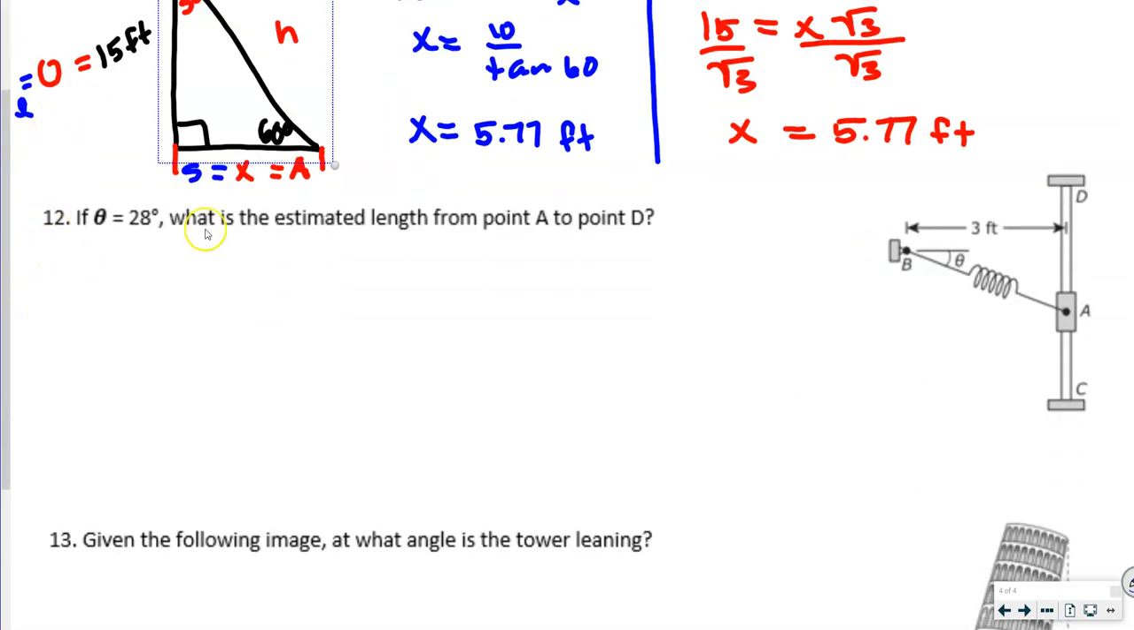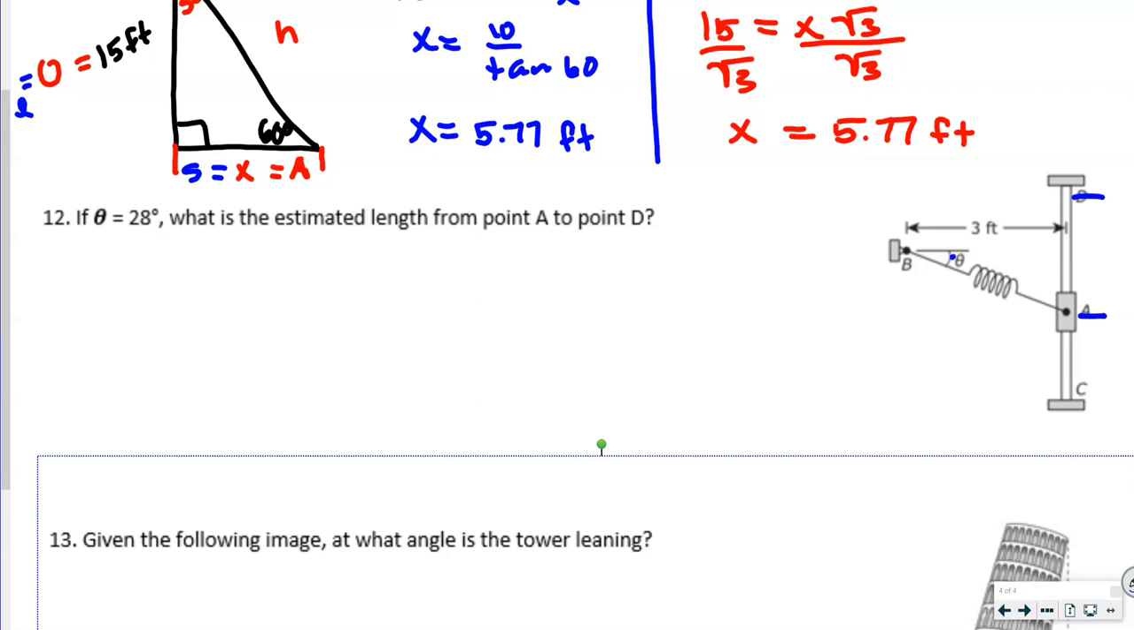So then this next one says, what is the estimate of the length of point A to point D? Okay, so this one, it's asking for an estimate from here to here. I'm assuming that's D up there. So estimate means we're just going to use the information we have. So our 28 degrees is there. If we go straight across to there, it's asking us for a value in here, right?